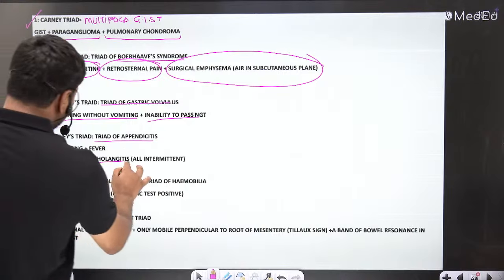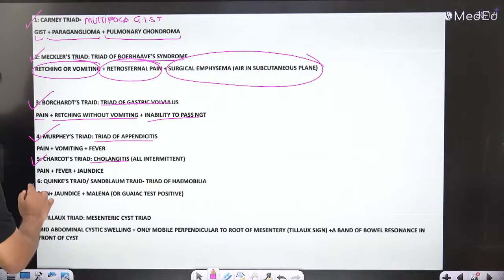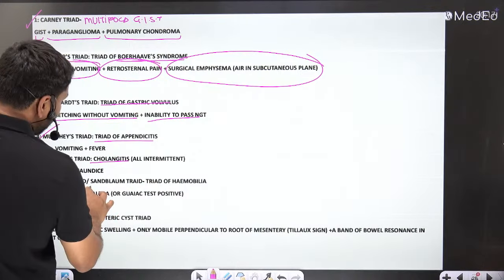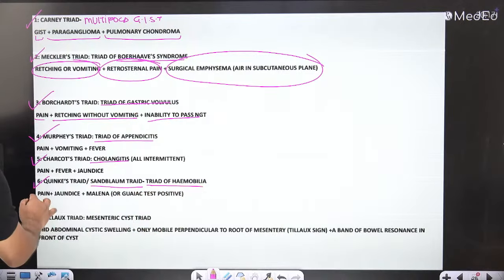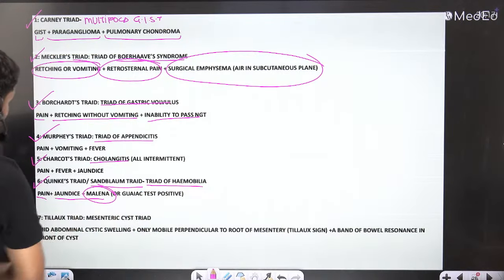Charcot's triad is seen in cholangitis: pain, fever and jaundice. Quincke's triad, which is also called the Sandblom triad, is in hemobilia: pain, jaundice, and melena. Melena is the most common presentation.